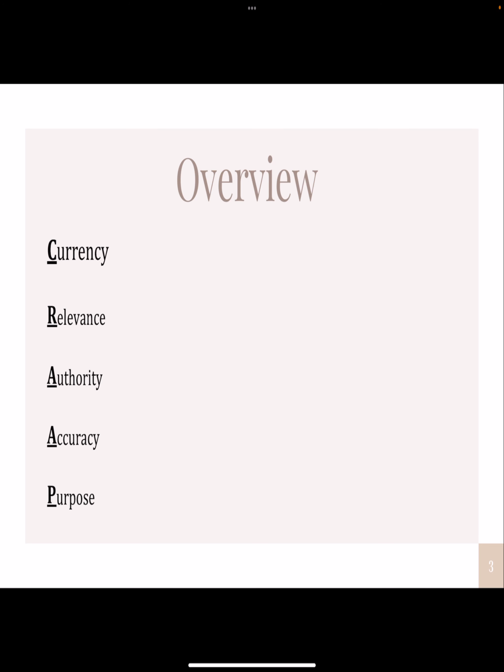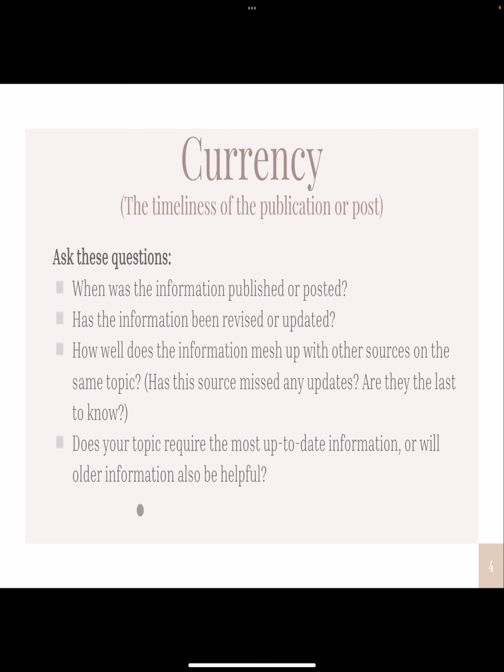So quick overview of what CRAP stands for. We have currency, relevance, authority, accuracy, and purpose. Currency is the timeliness of the publication or post. We've talked a little bit about this in class. Depending on the nature of your topic, the most recent evidence or sources are going to be necessary versus for some studies, for example, maybe on the history of something, older sources would make sense.